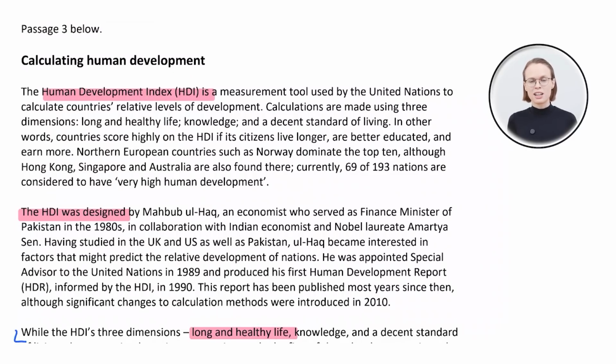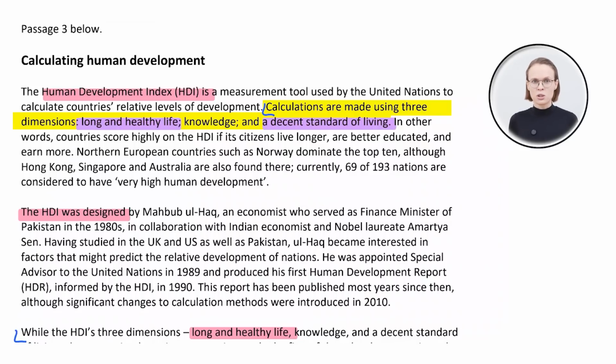Can we find this anywhere? I can see it in paragraph 1. Here it says long and healthy life, and here it says a decent standard of living. So let's take a closer look at this sentence. Calculations are made using 3 dimensions: long and healthy life, knowledge, and a decent standard of living.